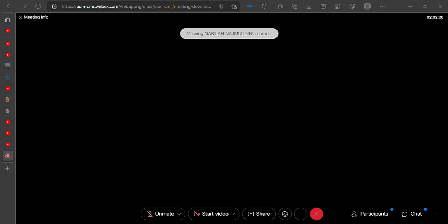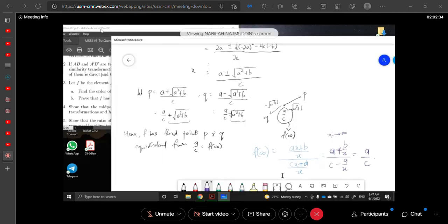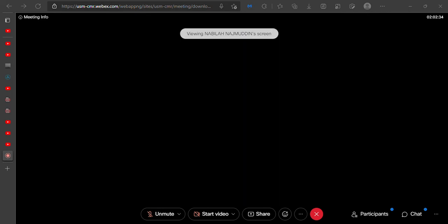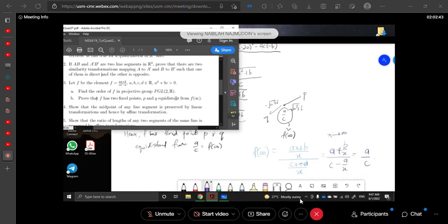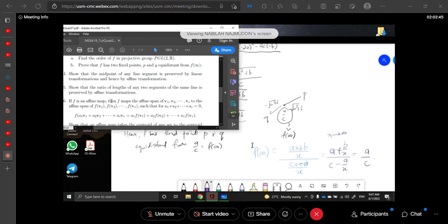And number 4, so that the midpoint. Oh, number 4 is the one I gave in class. Show that the midpoint of any line segment is preserved by linear transformation and hence by affine transformation. And then number 5 is actually the generalization of number 4. Because number 4 we use only the midpoint. But this one, if that line has a certain ratio, meaning it is not divided equally, is that line still preserved by affine transformation?